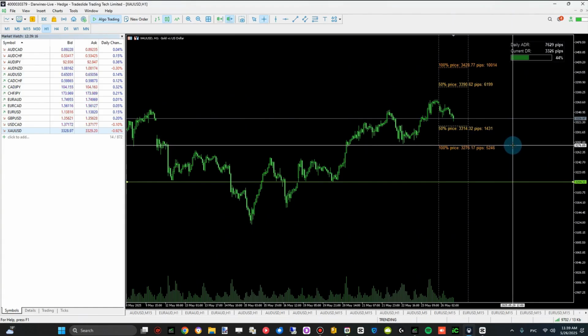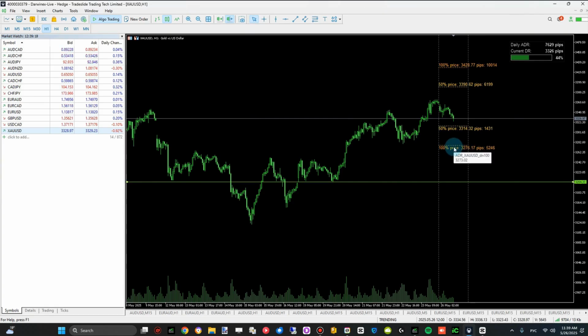This way, it will be the most optimal option for averaging because these levels are calculated by the average daily volatility indicator and they have their own important mathematical significance.